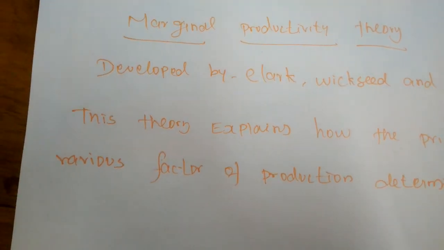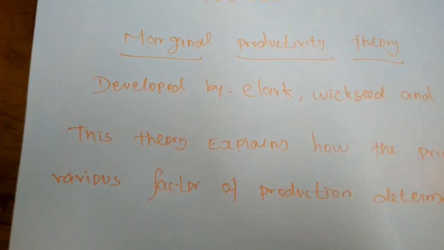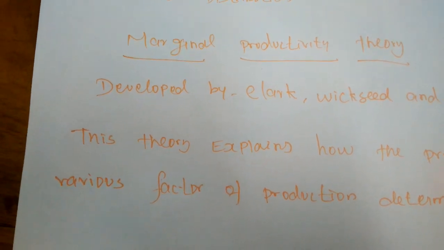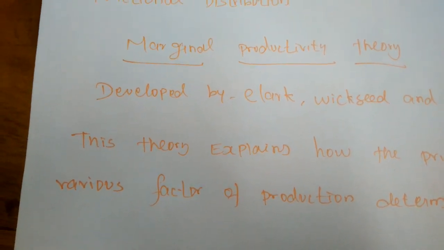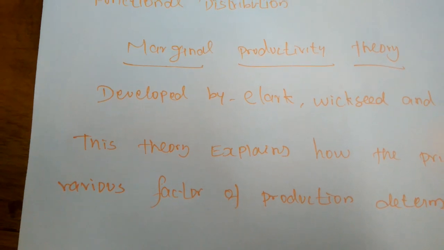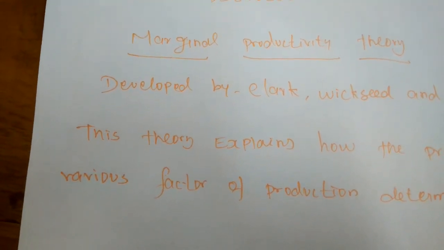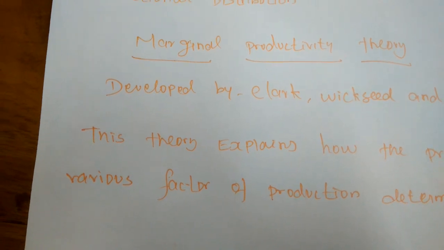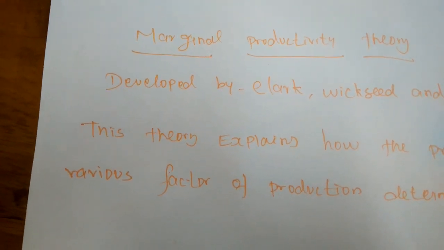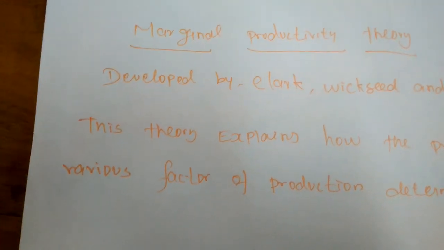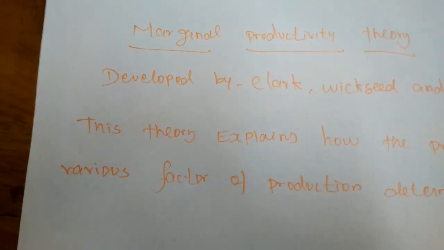The marginal productivity theory of distribution was developed by Clark, Wicksteed and Walters. These three economists developed the marginal productivity theory. This theory explains how the prices of various factors of production are determined.